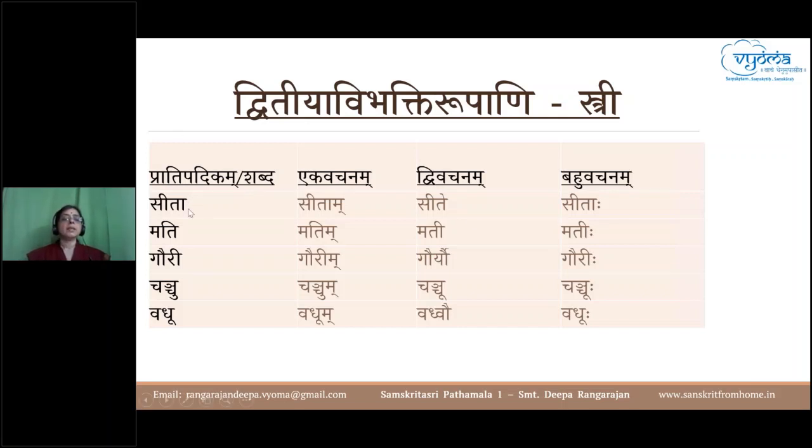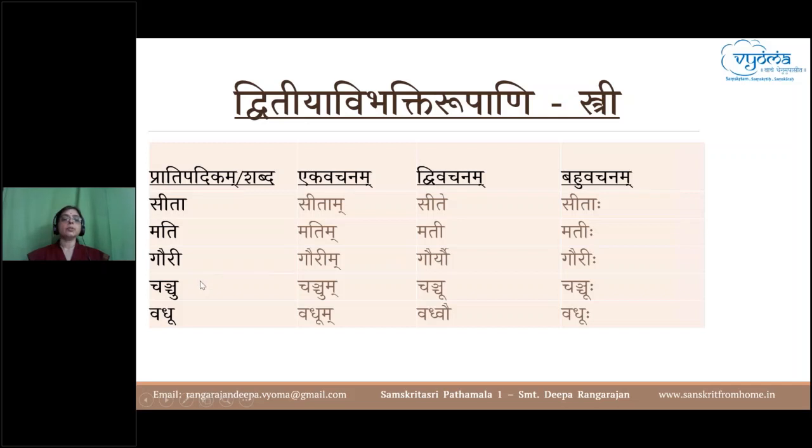Now the Strilinga Shabdas. Sita, we already know because we know the Rama Shabda or the Sita Shabda itself. Sitam, Site, Sitaha. Only the Ekavachanam differs. Site, Sitaha is the same because in Prathama it is Sita, Site, Sitaha. In Dvitiya it is Sitam, Site, Sitaha. For Mati, it is Matim, Mati, Matihi. This is again the same ikara, so the dvivachanam form is the same as the prathama. For Gauri, it is Gaurim, Gauryau, Gauri.